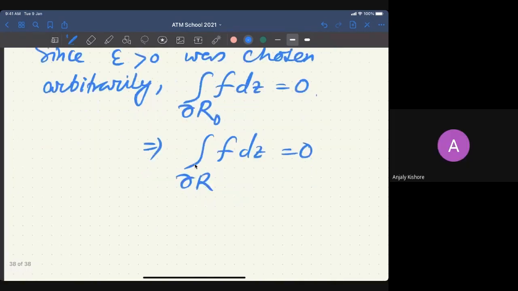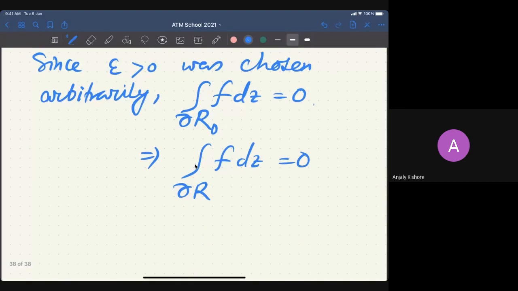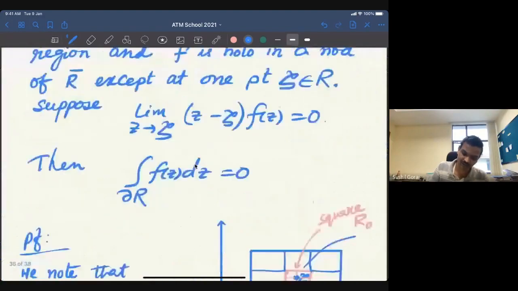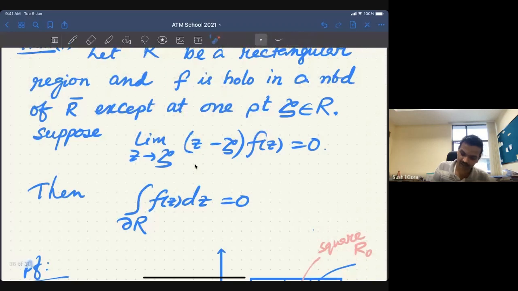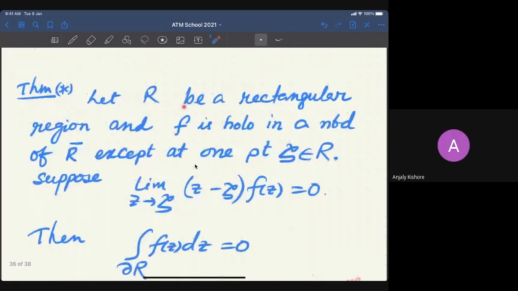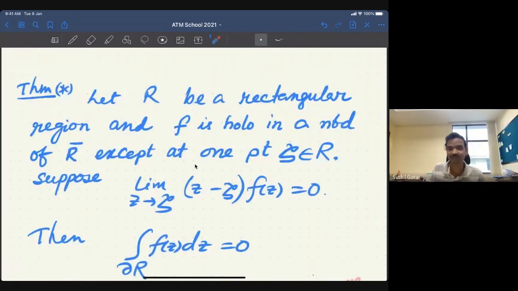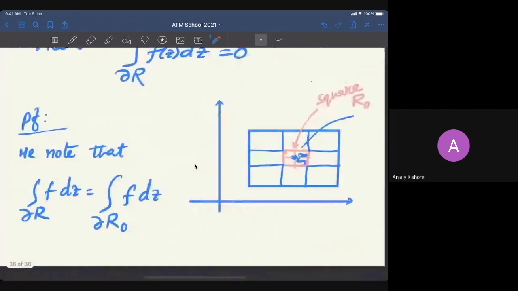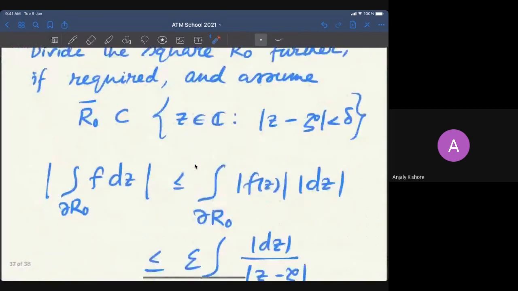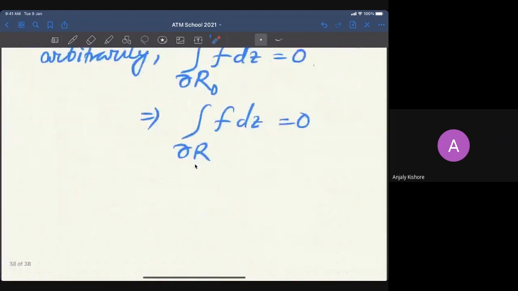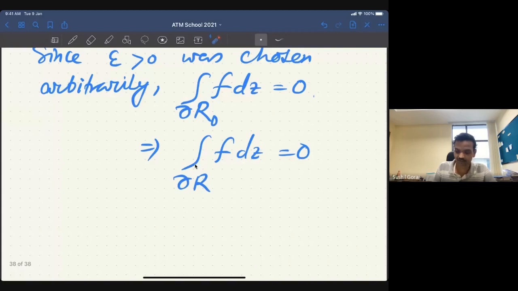Sir, can we have that point zeta in the boundary, sir? No, because we assumed in the very beginning, in the assumption of the theorem, that zeta is in R. R closure is the closure of the region. Okay. Thank you, sir. So by the way, the problematic point should not lie on the curve. That should be the first point to note. I will see all those later on.